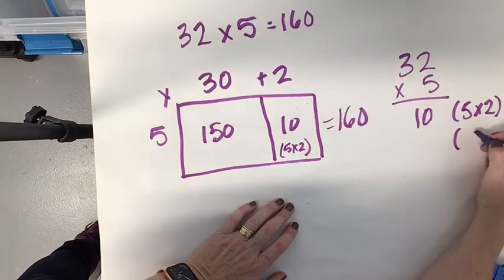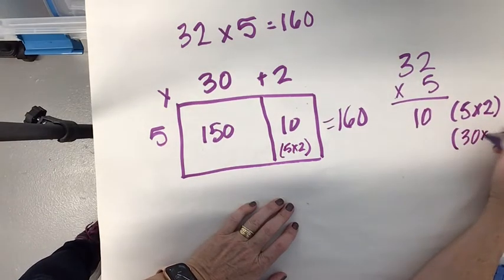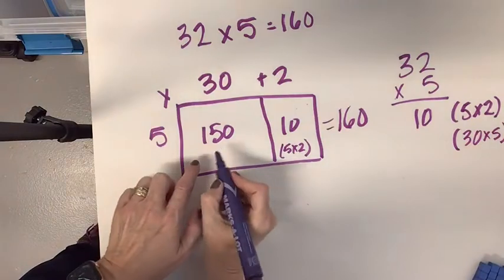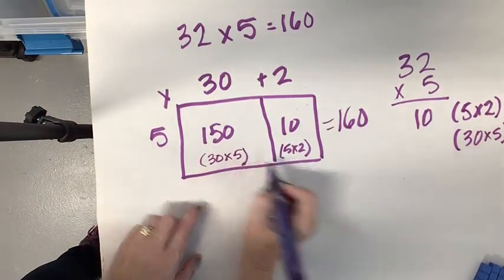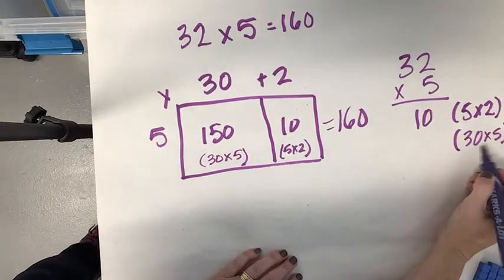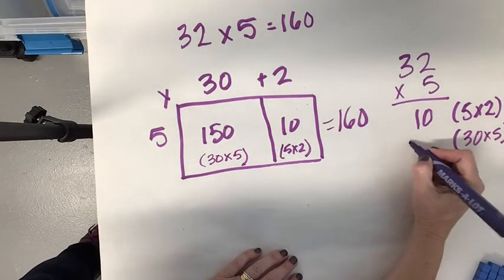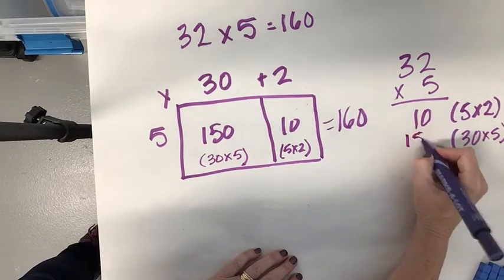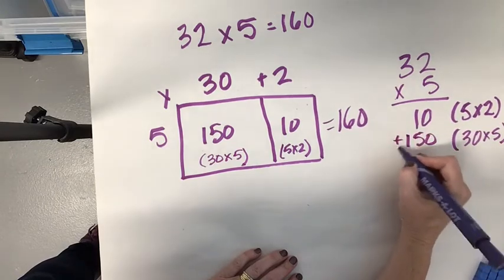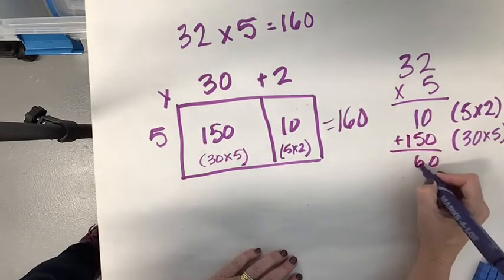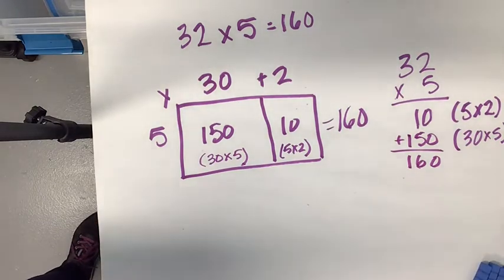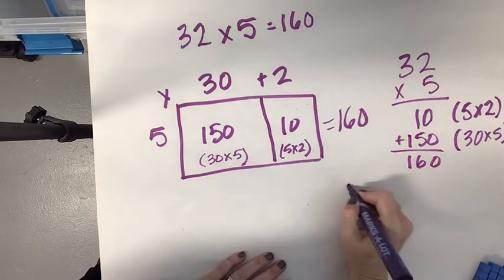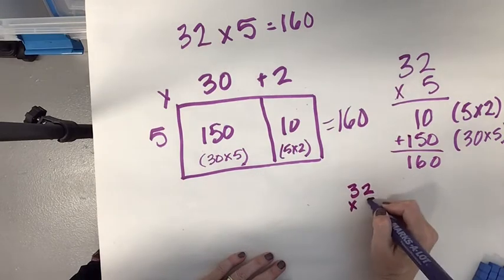It's worth 30. So I'm multiplying 30 times 5, which is the same thing I did right here. And 3 tens times 5 is 15 tens, or 150. And then I can add those together. I progress to the standard algorithm when I'm ready to say 32 times 5.